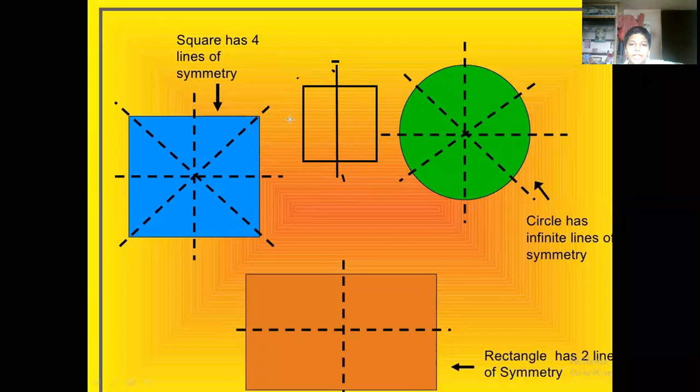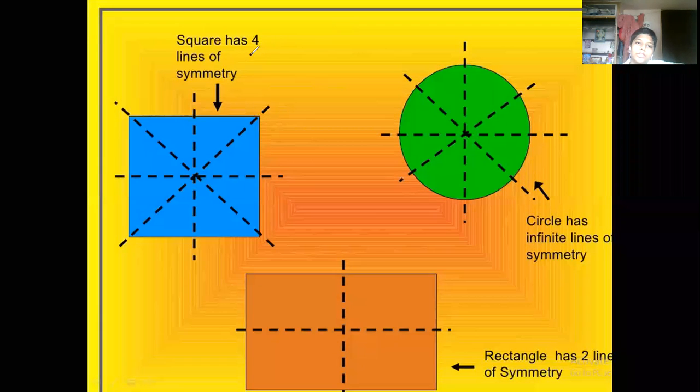We'll be having a line of symmetry, another line, another line. We'll be having four lines of symmetry. So a square will be having four lines of symmetry.